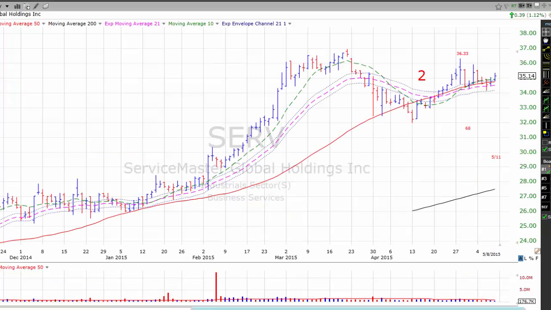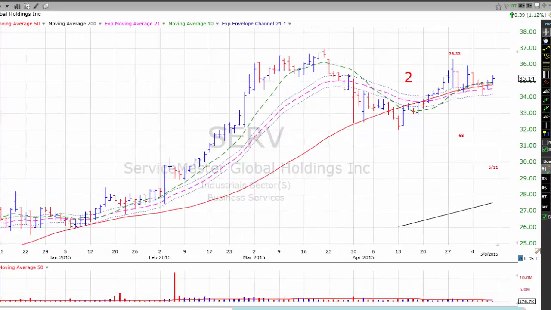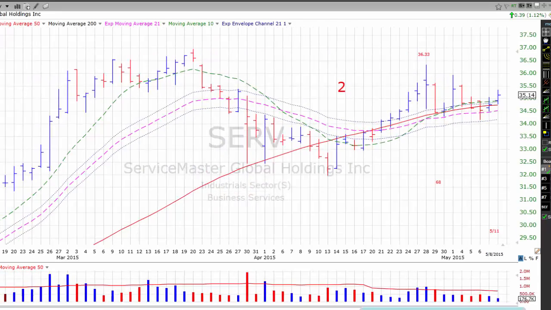Next, ServicePro. ServicePro provides residential and commercial services, including termite and pest control, home warranties, and cleaning services. ServicePro is working on this second stage cup with handle base with a pivot point of $36.33. ServicePro gets a 68% checklist rating. I want to zoom in a little bit on ServicePro because I want to get rid of this volume spike right here so that we can take a better look at our volume analysis here. Again, this is the cup and handle that we're looking at.